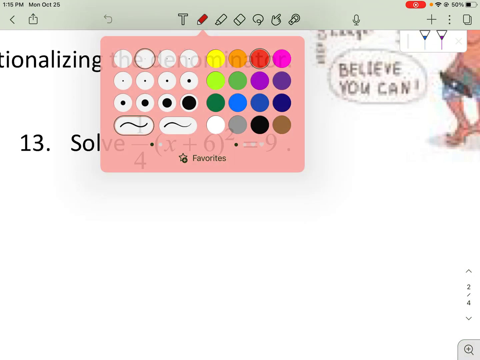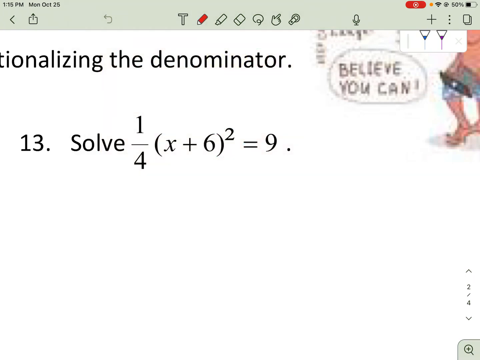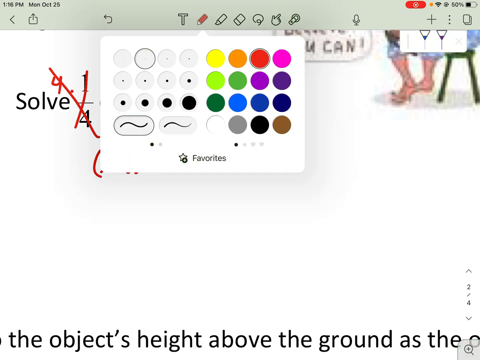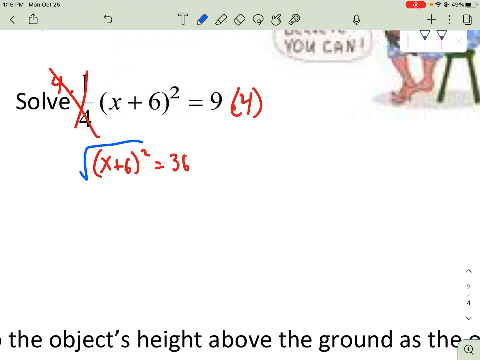So the first thing you can do is you can divide by 1/4 or multiply by 4. It's kind of the same thing. So I'm going to multiply by 4 on both sides, which will cancel here. Multiply by 4 over here, and you get x plus 6 squared equals 36. Now we have the thing that's being squared, the thing right here, all by itself. So now we can square root both sides. And since I square root both sides, I got to squeeze a plus or minus in there. The square cancels, which is the point of square rooting, and I get plus or minus 6.